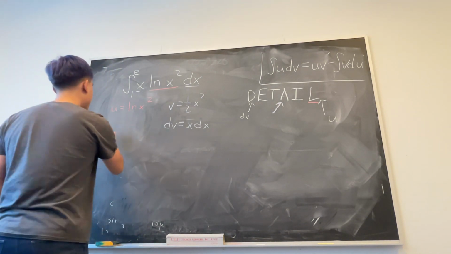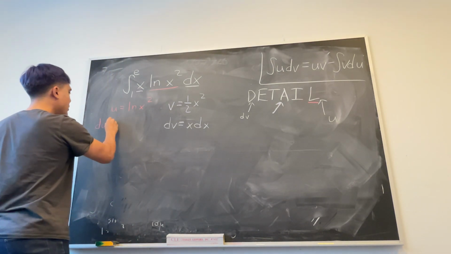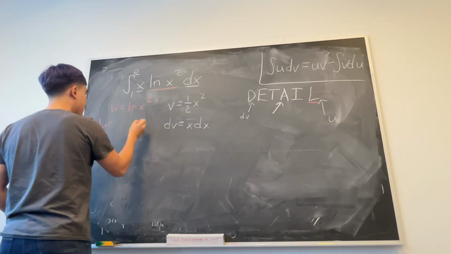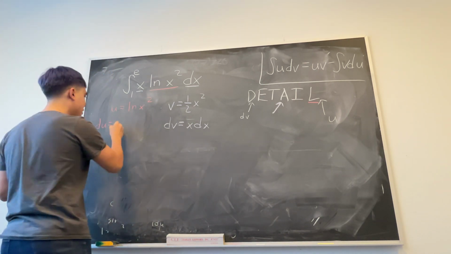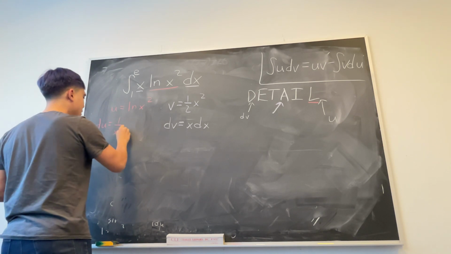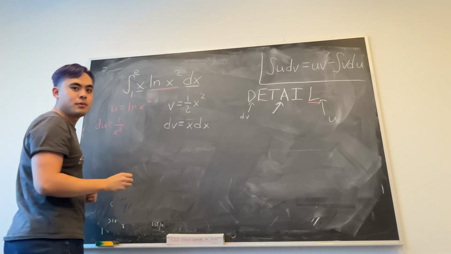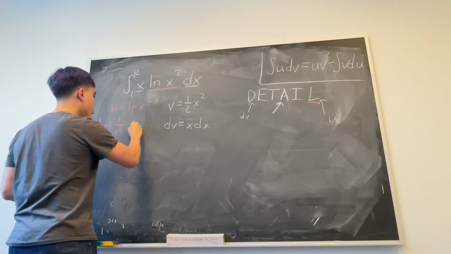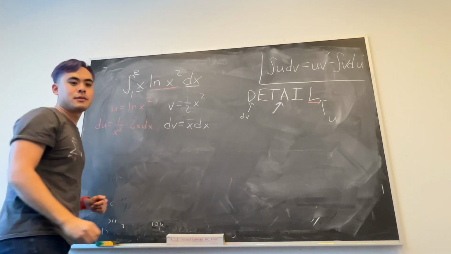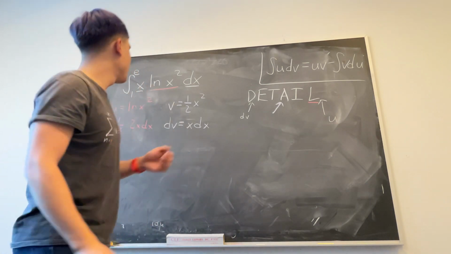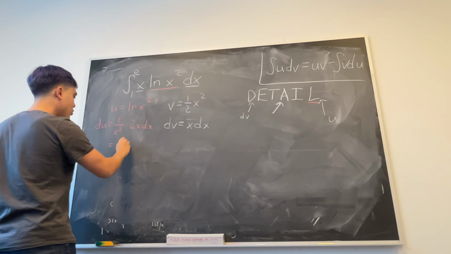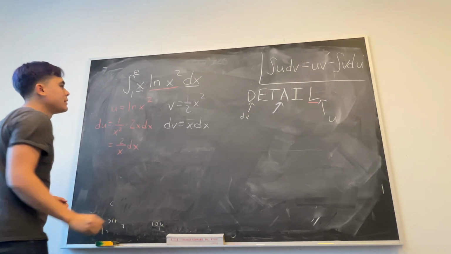And so what's the derivative of this? Well, du is going to be equal to the derivative of the logarithm, which is 1 over x squared, but then you have to use the chain rule, so 1 over x squared times 2x dx. You multiply that through, and you end up getting that du is equal to 2 over x dx.